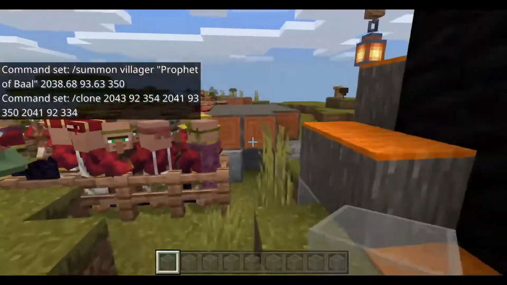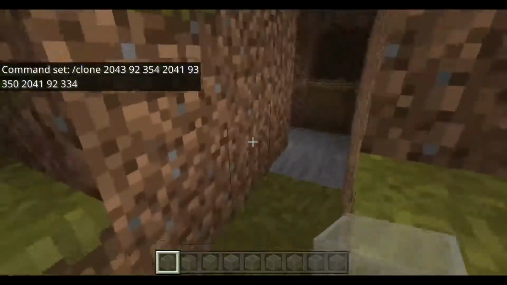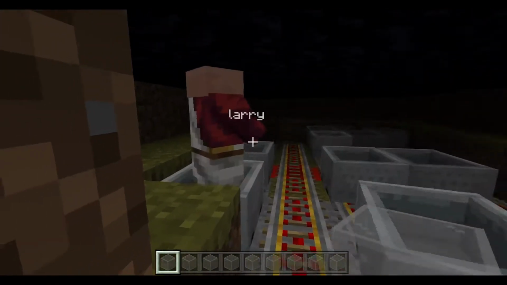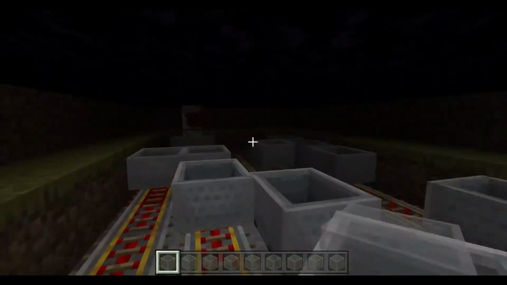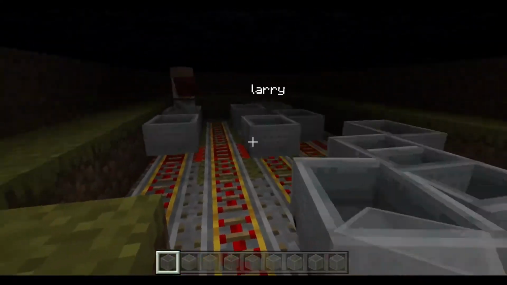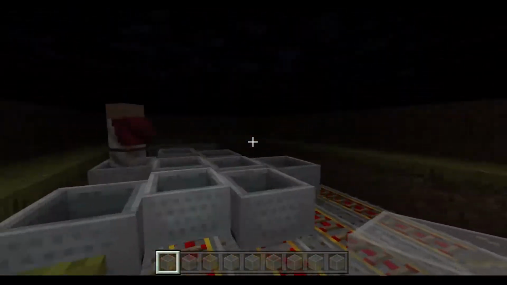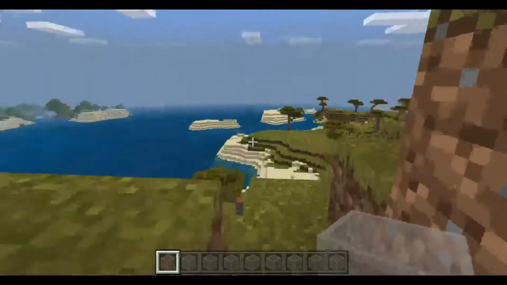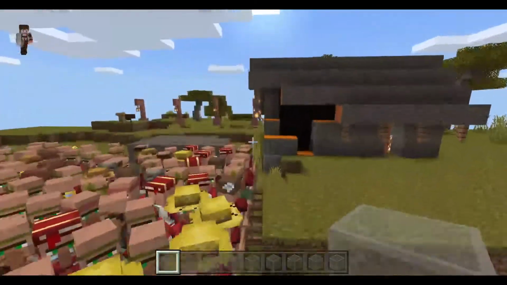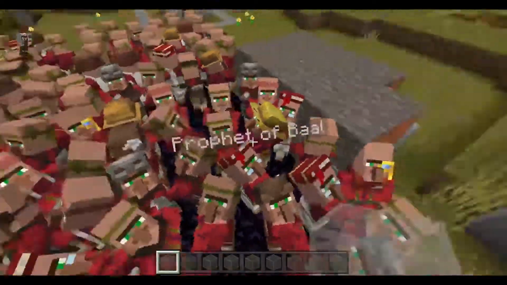Let's see here. So then what we have underneath, we have a bunch of these carts. We got a prophet of Baal down here in one of the carts. I don't know how that happened. But basically, all of these carts are named Larry. And what this does is the first command will actually detect for the cart named Larry.